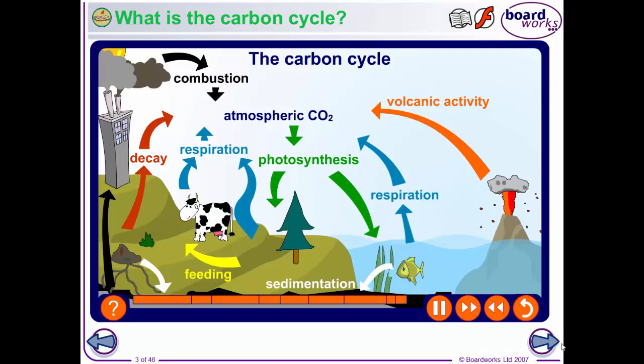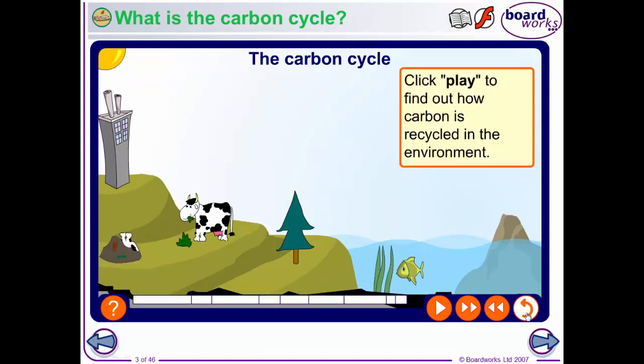We're going to look at the carbon cycle. Now, what is the carbon cycle? When you look at this diagram, it looks awfully complicated, but it's actually quite straightforward. It's just the conversion of carbon from one chemical to another chemical by plants and animals. So we have to see how carbon is recycled in the environment.